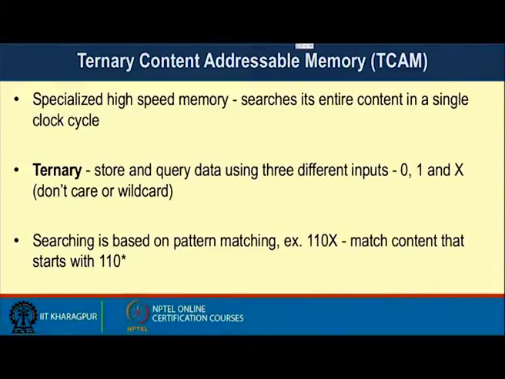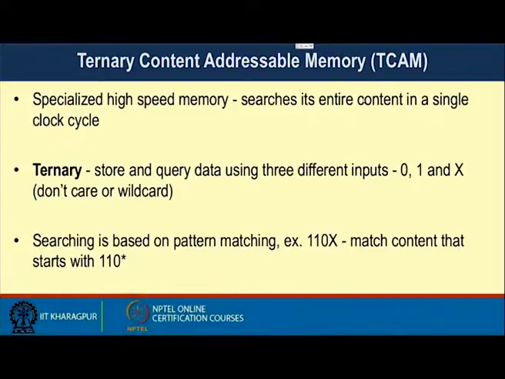Now, we will briefly look into the architecture of this ternary content addressable memory or TCAM which is used to process your router. So, this TCAM is a specialized high speed memory which searches its entire content in a single clock cycle. We call it ternary because it stores and queries the data using three different inputs. Either it can be a 0 or a 1 or something called the X. That is a don't care or wildcard condition. That is why we name it ternary content addressable memory, because everything is represented as either 0, 1 or X, the don't care or wildcard condition.